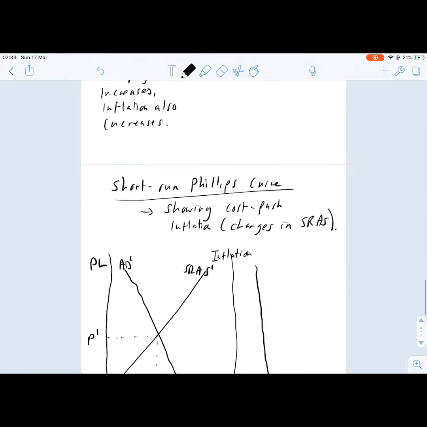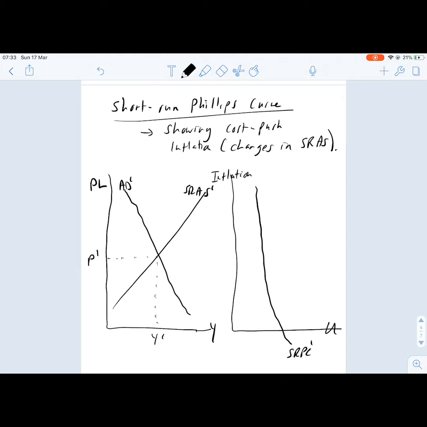Now let's have a look at the short run Phillips curve then. How do we show this? Okay, so how do we show these changes in short run aggregate supply? Let's just have a look at what would happen if there is an increase in short run aggregate supply. But before we do that, let's just take that across and we'll have a 2% inflation rate, and the natural rate of unemployment will go down to 5%.